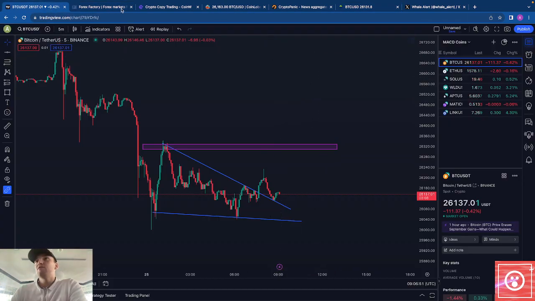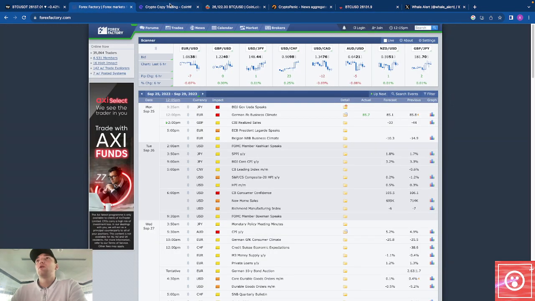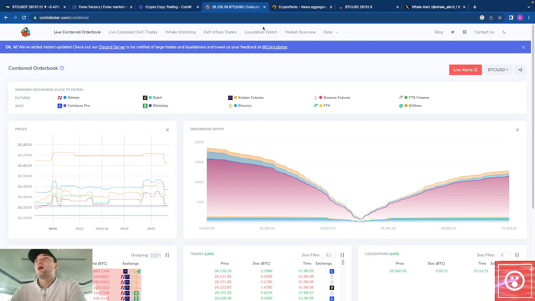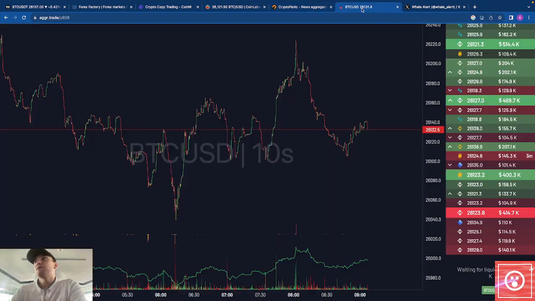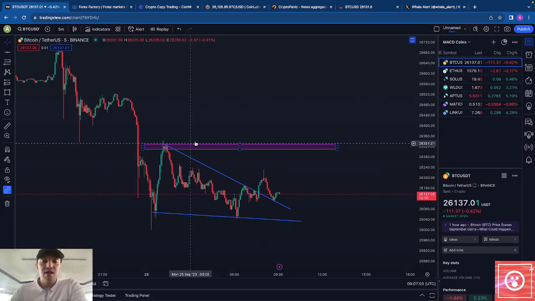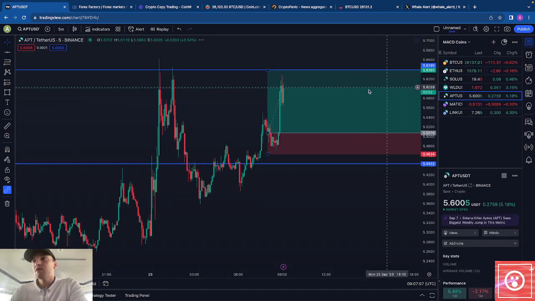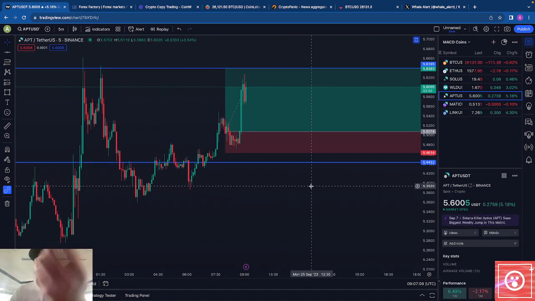Obviously, you want to have TradingView. Like I said, go for the Pro, Forex Factory, your exchange that you want to be trading on, CoinLobster, CryptoPanic, and then agri.trade. So these are the main things that I use. Mainly I just look at TradingView though. I keep it very simple.